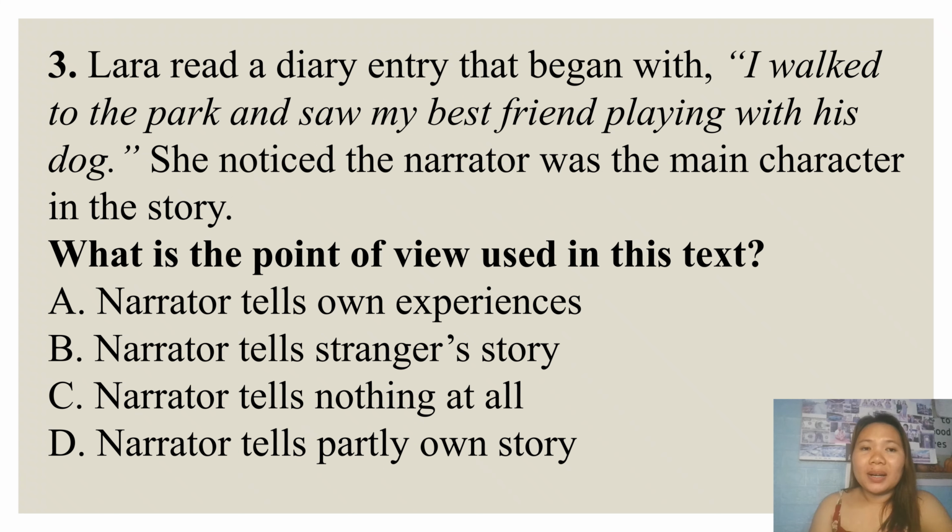Number 3. Laura read a diary entry that began with "I walked to the park and saw my best friend playing with his dog." She noticed that the narrator was the main character in the story. What is the point of view used in this text? A. Narrator tells own experiences. B. Narrator tells stranger story. C. Narrator tells nothing at all. D. Narrator tells partly own story.